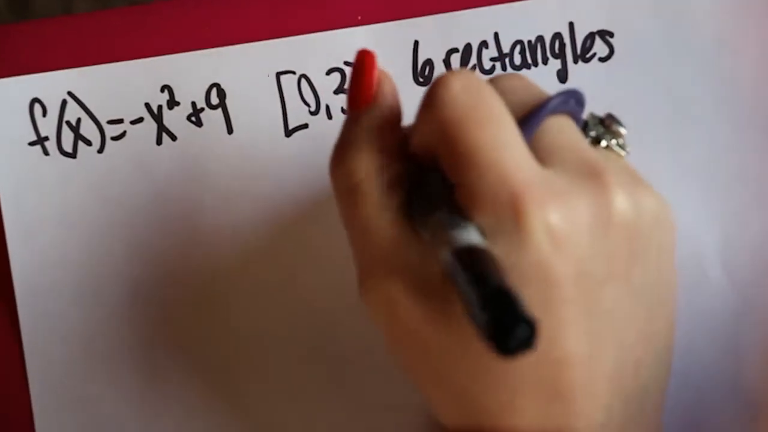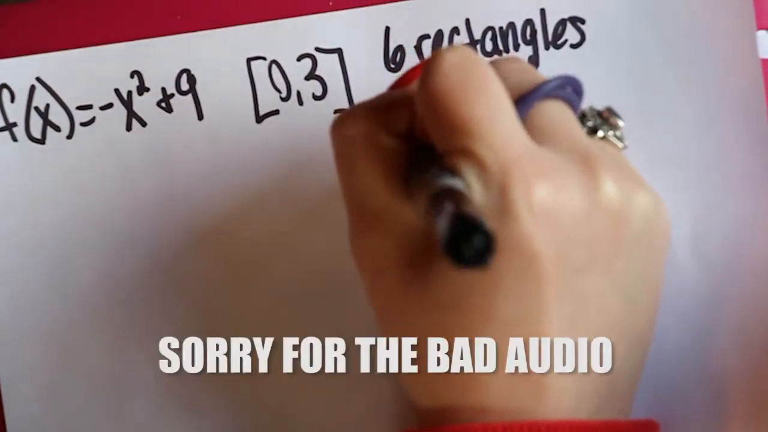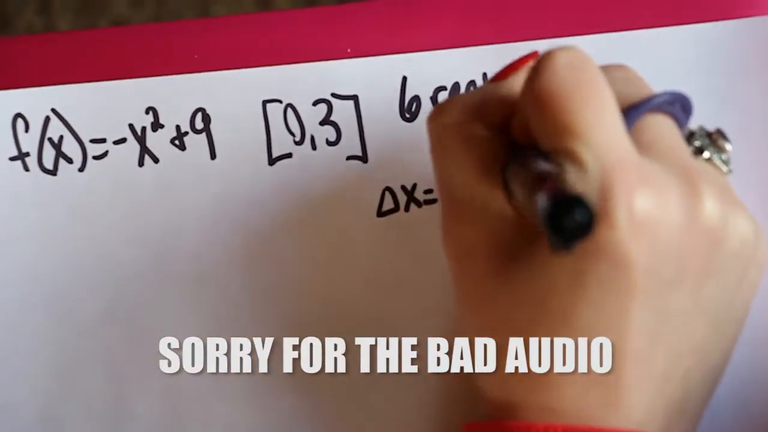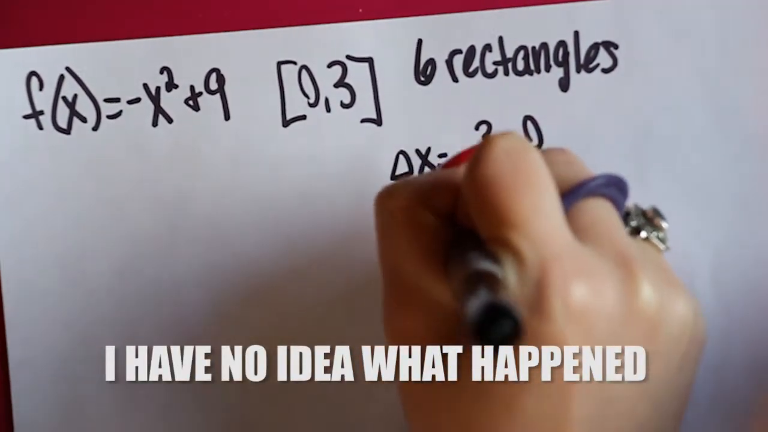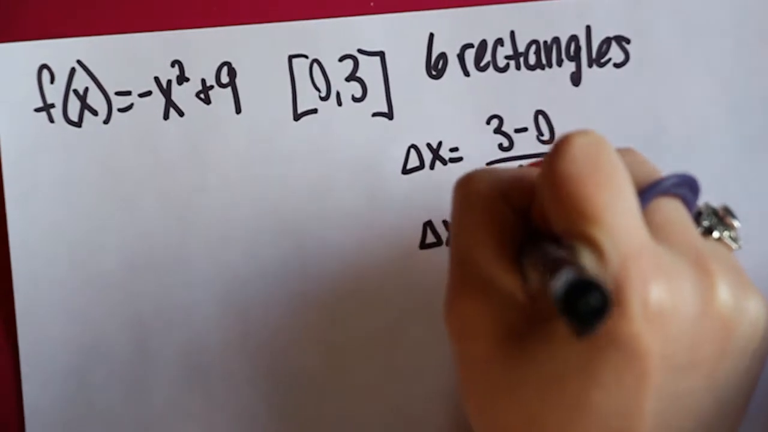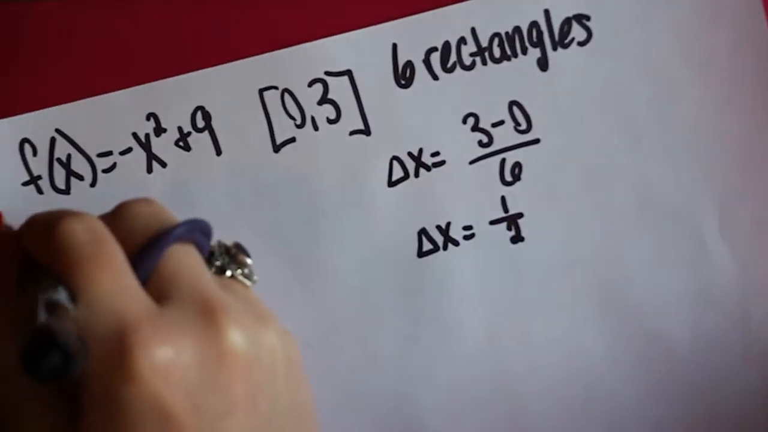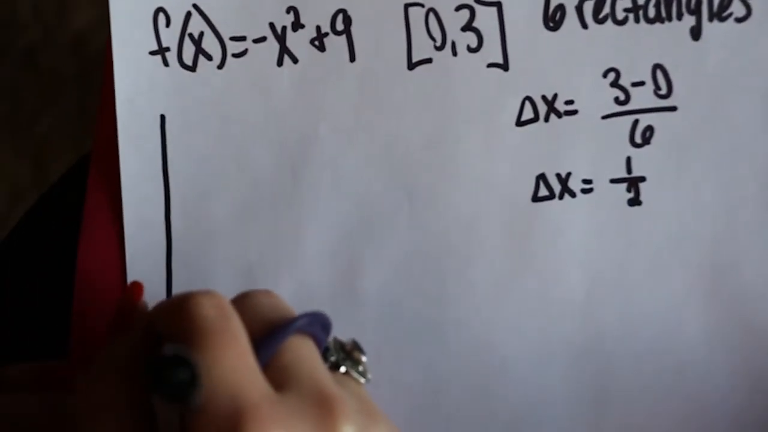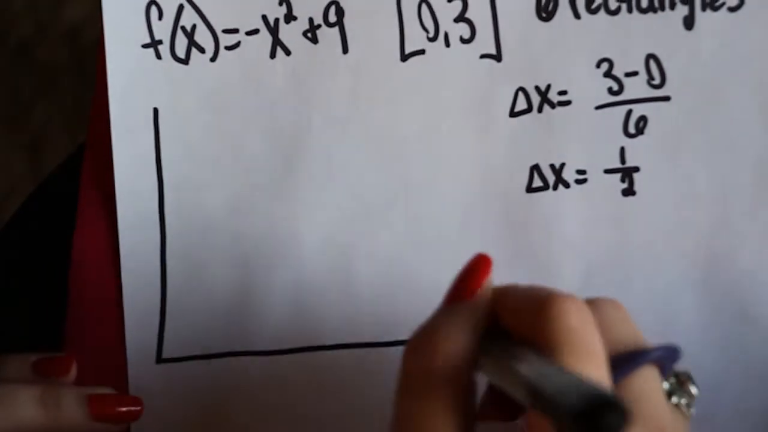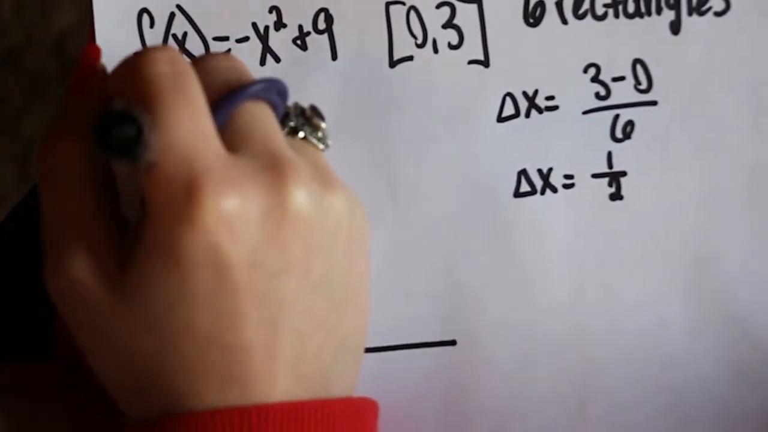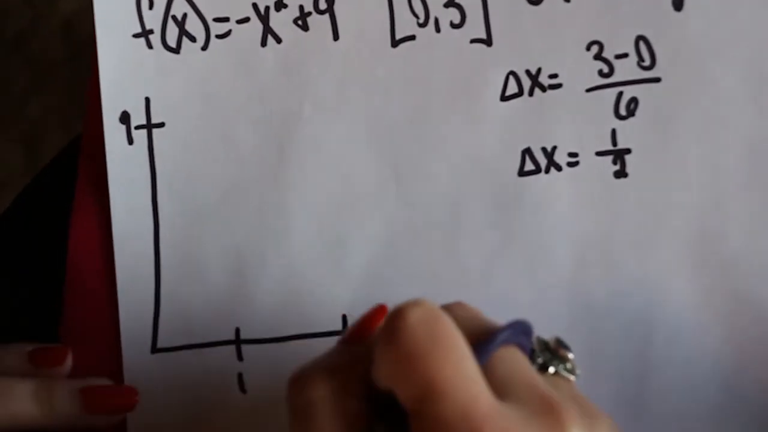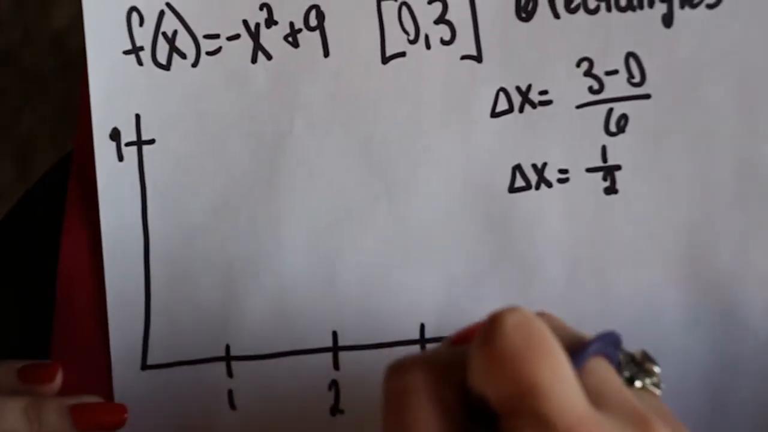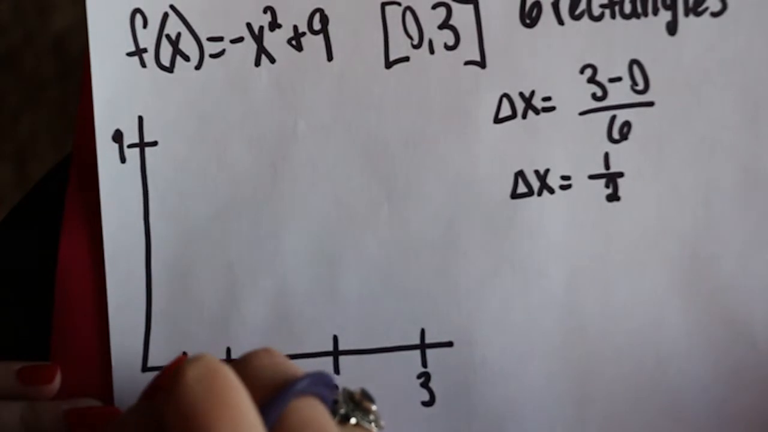We found the equation of your bridge, and it's going to be represented by the function negative x squared plus 9. We're going to use an interval of 0 to 3, including those numbers, so we're going to use brackets, and we're going to use 6 rectangles. To find the height of each rectangle, you're going to use a simple equation where you just find the difference between the two endpoints of our interval and divide it by the number of rectangles.